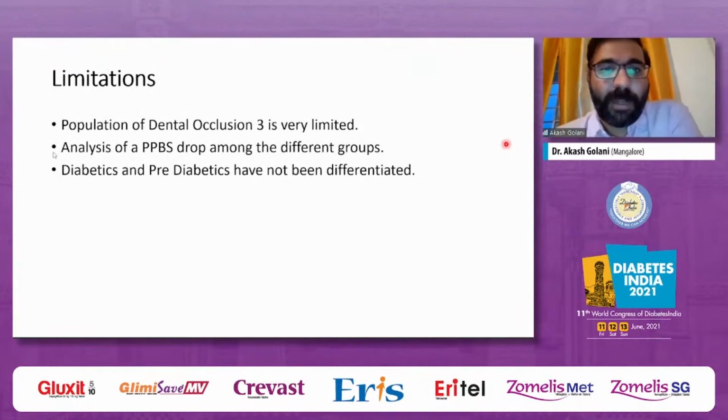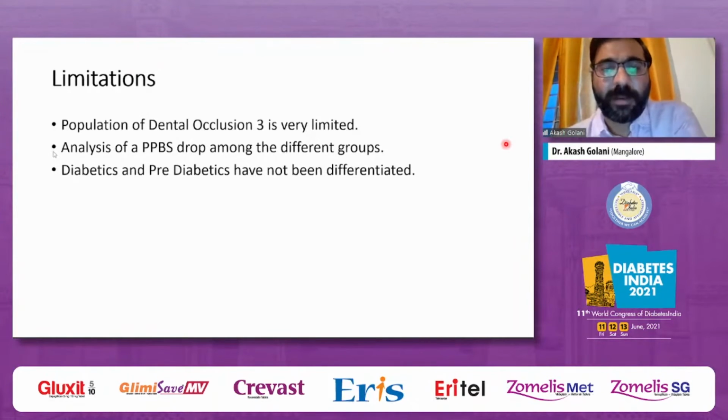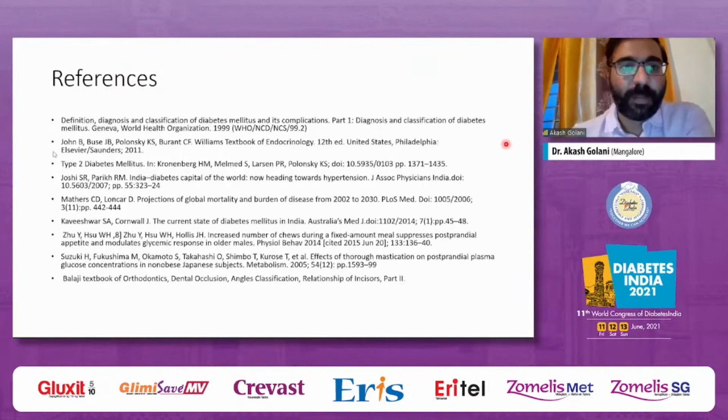The only thing is that the population of dental occlusion 3 in my study was very limited. Only 10 of dental occlusion 3 were identified. And the analysis of a PPBS drop has not been done in the different groups. That is, we have not been able to analyze if the drop is more significant in the diabetic or if the drop is more significant among the non-diabetics. And again, diabetics and pre-diabetics have not been differentiated into any group. They have all been classified as group 1 only.